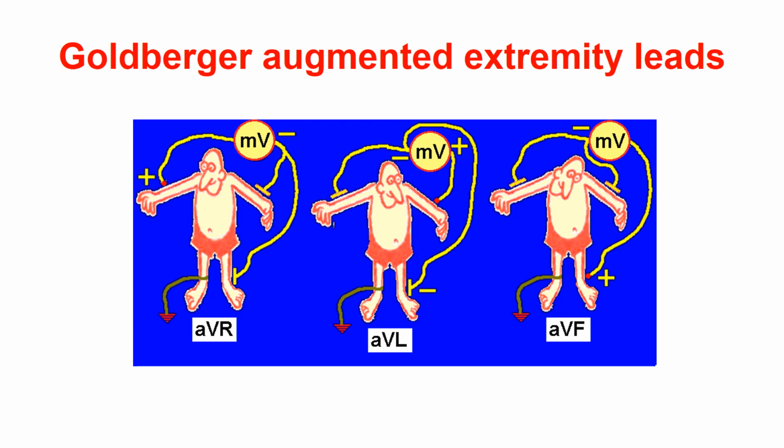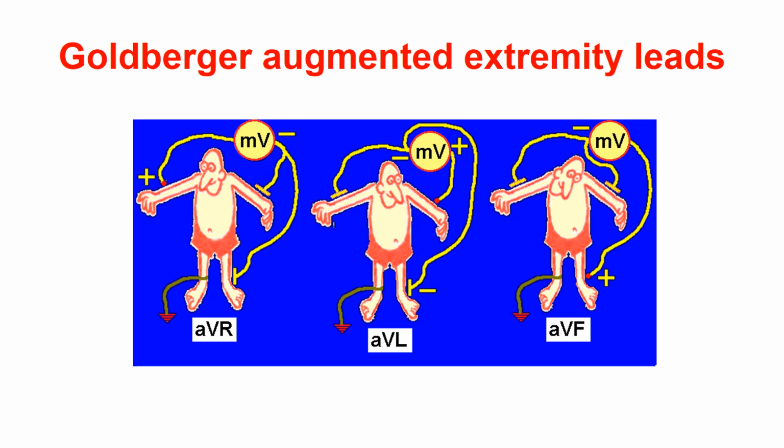Lead augmented vector right, AVR, has the positive electrode on the right arm. The negative pole is a combination of the left arm electrode and the left leg electrode. Lead augmented vector left, AVL, has the positive electrode on the left arm. The negative pole is a combination of the right arm electrode and the left leg electrode. Lead augmented vector foot, AVF, has the positive electrode on the left leg. The negative pole is a combination of the right arm electrode and the left arm electrode.